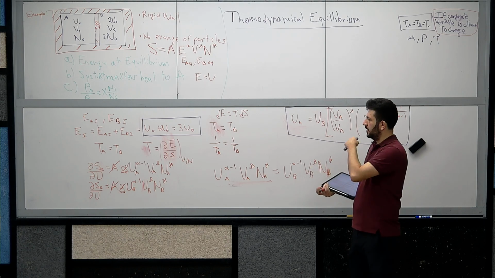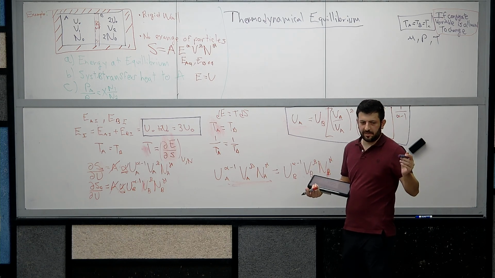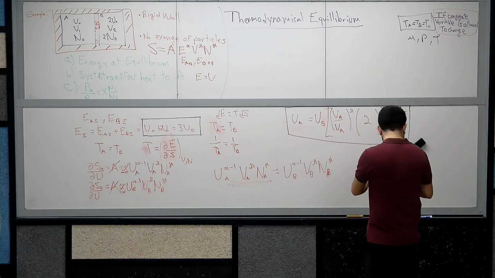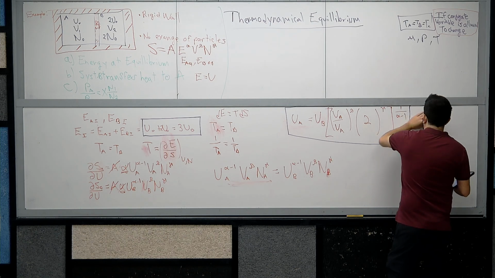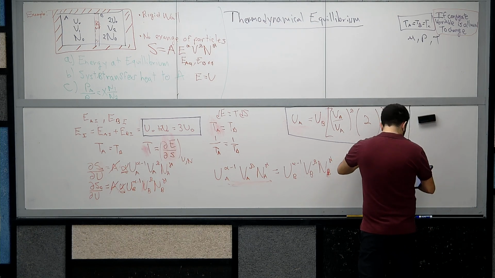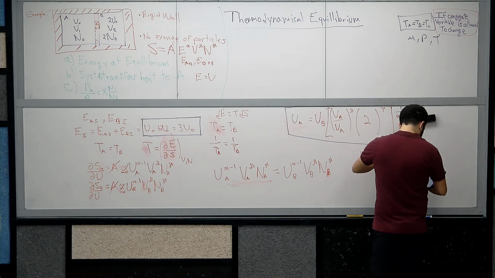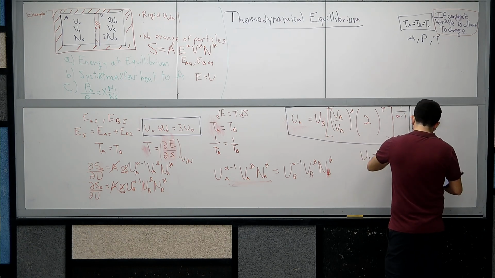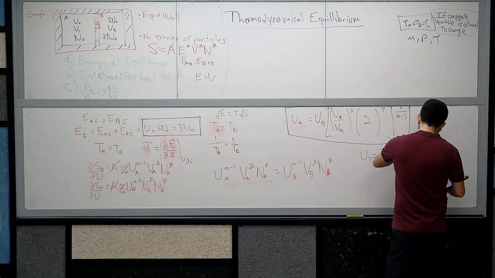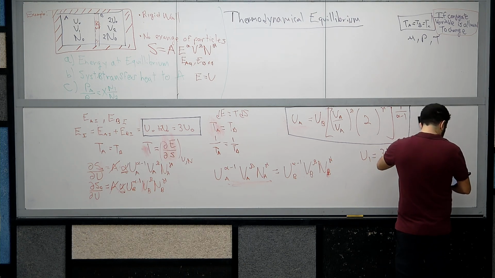You want me to do the algebra or it's okay if I just give the answer? Okay, then u1 would be 3 times u2, u2, u1, this is beta squared.